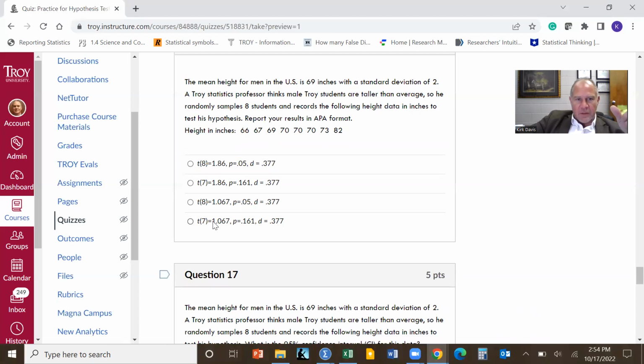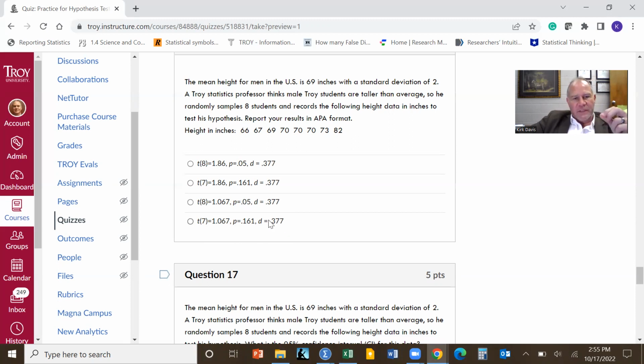I forgot to make it technically APA correct. The t value is 1.067. And the probability of getting this value, simply due to chance, where there's no effect in the population, is a probability of 0.16, or 16% of the time. But there is a decent effect size, but we wouldn't really worry about the effect size because we haven't even concluded that it's a real effect to begin with.